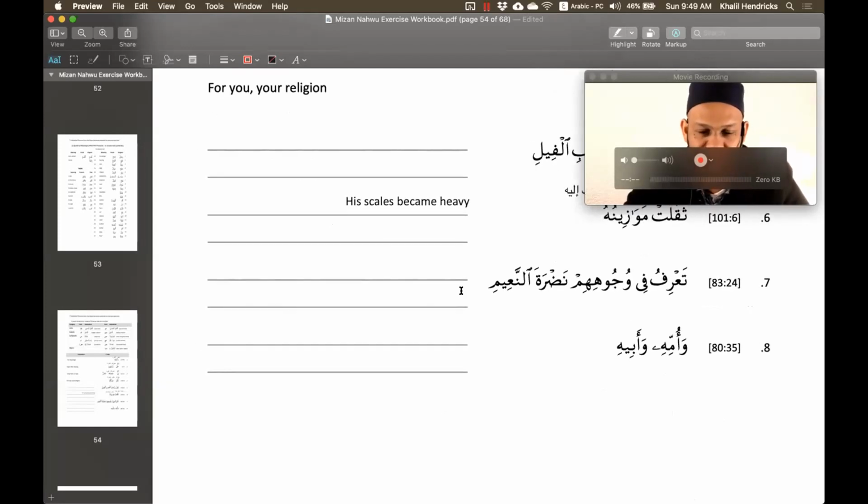Let's start the next one. These are not easy ones, so don't stress about it. But you have to do the homework and get a bit of it, and then you get some more in class again, inshallah. So next one: تَعْرِفُ فِي وُجُوهِهِمْ نَضْرَةَ النَّعِيمِ. Lots of things going on there. Long sentence. Who wants to go?